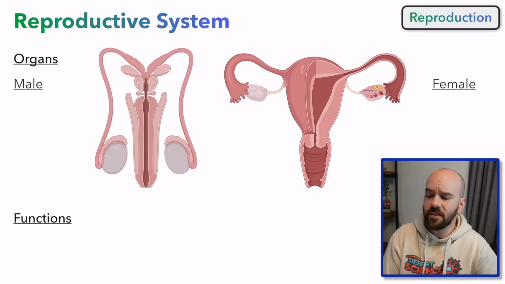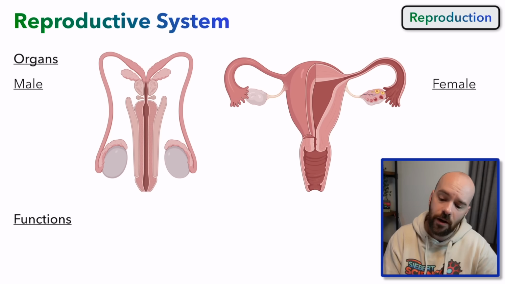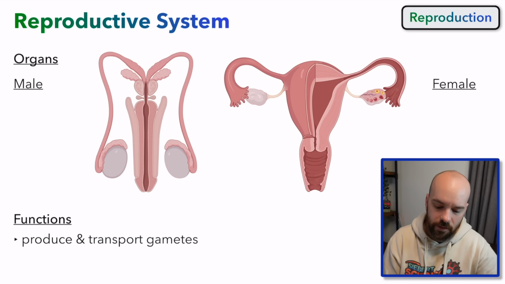All right, that's our last system in that category. We got one final category, which is reproduction. Of course, we've got a male and a female reproductive system to talk about. Let's start with the male reproductive system. Oh, before we get into that, actually, what are the functions of this? The functions are, one, to produce and transport gametes.